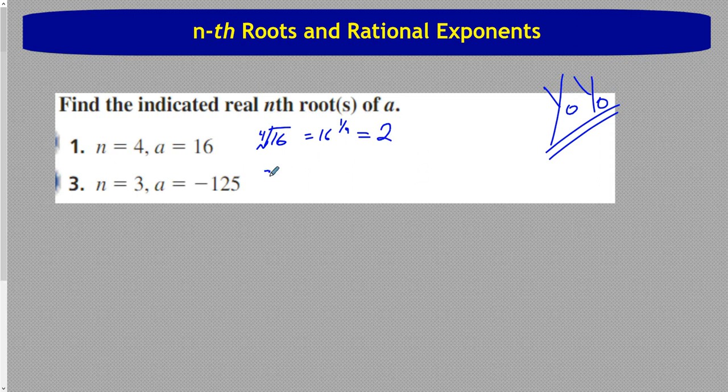Then I want the cube root of negative 125. I used this as an example earlier, negative 125. So that's negative 125 to the, remember in parentheses, 1/3. And we should get negative 5. If I take negative 5 and multiply it by negative 5 and multiply that by negative 5, you'll get negative 125.